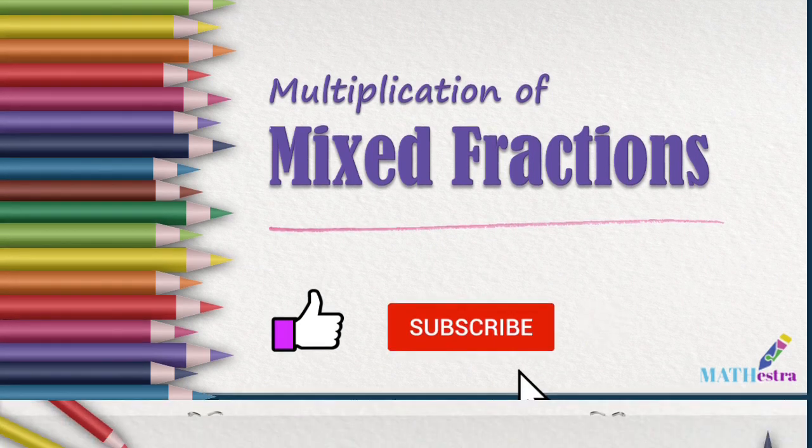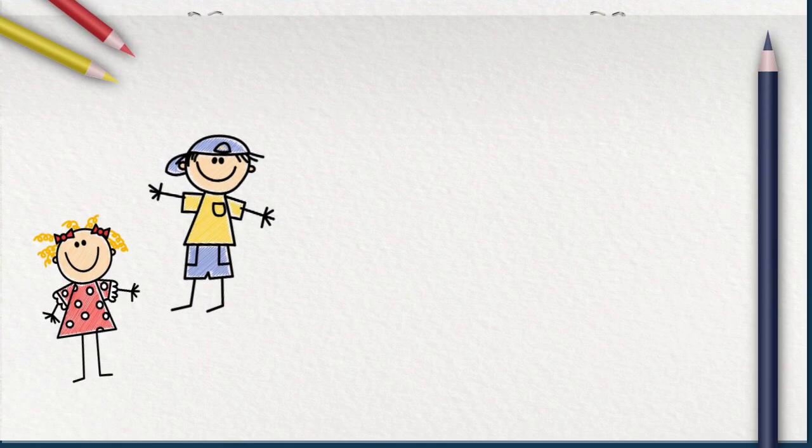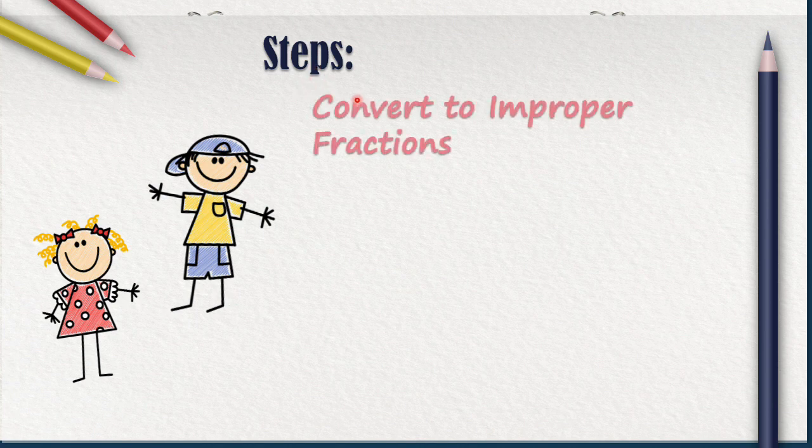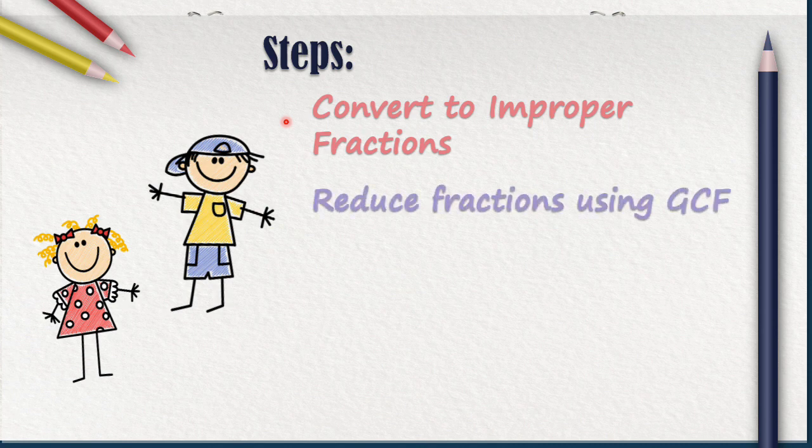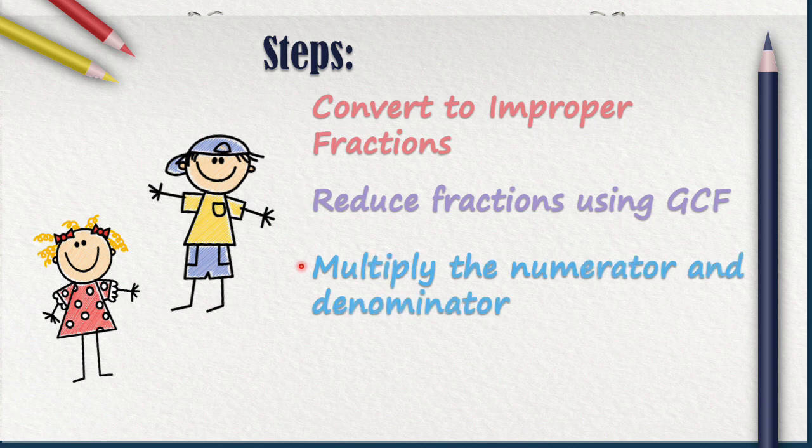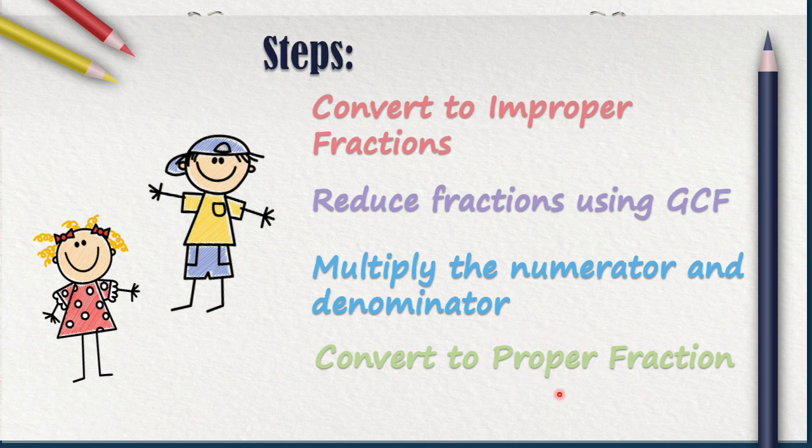Okay, so in multiplying mixed fractions, we also have some steps to follow. So first daw is to convert it to improper fraction. So since mixed siya, ato siyang himuong improper fraction. And then we have to reduce the fractions using the GCF or the greatest common factor. And then multiply na ang numerator and the denominator. And lastly is to convert it to proper fraction. So proper fraction ang ato ang final answer. Okay?